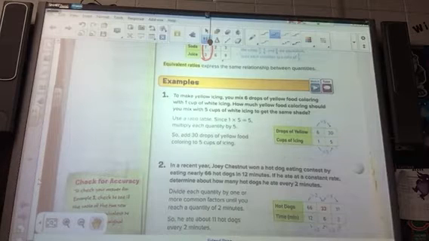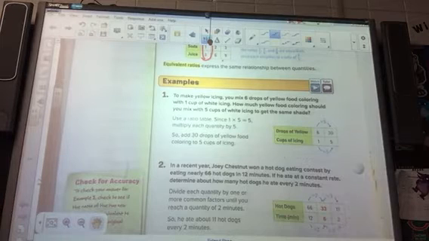All right, in a recent year, Joey Chestnut won a hot dog eating contest by eating nearly 66 hot dogs in 12 minutes. Okay, that would make me want to barf, I'm just saying. If he ate at a constant rate, determine how many hot dogs he ate every 2 minutes. So they took the original ratio, 66 over 12. 66 hot dogs, 12 minutes. And they wanted to divide it down to figure out how many he ate in 2 minutes.